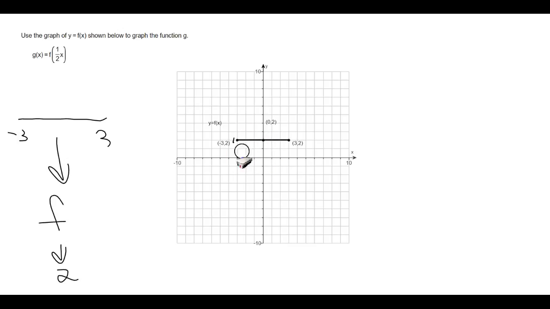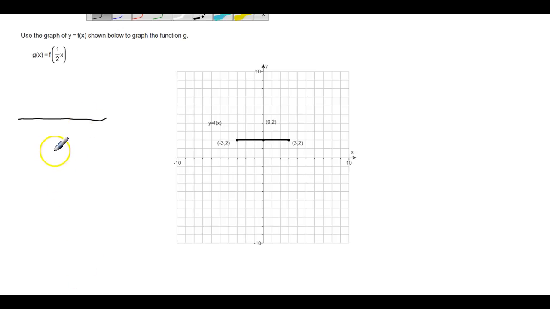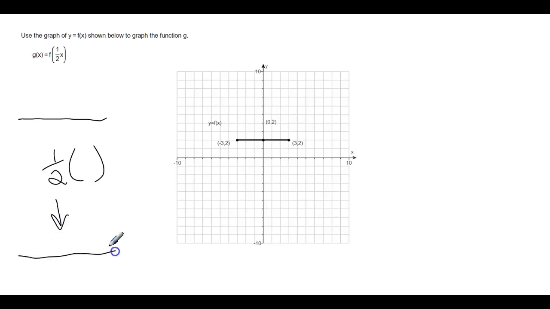Now, what is the g function going to do? It's going to take some numbers that we put into it, and we don't know what the numbers are yet. We're going to take half of the number first. Whatever number you give me, I'm going to take half of it immediately, and then put it into the f function, where it will take those numbers from -3 to +3 and send those to 2. But it's half of those numbers.